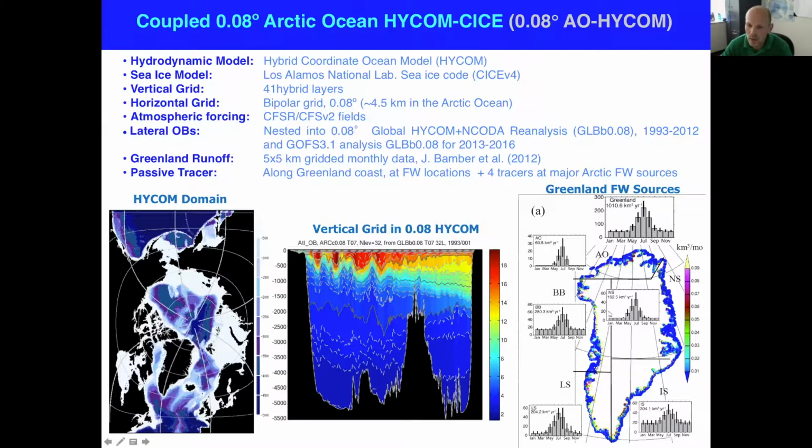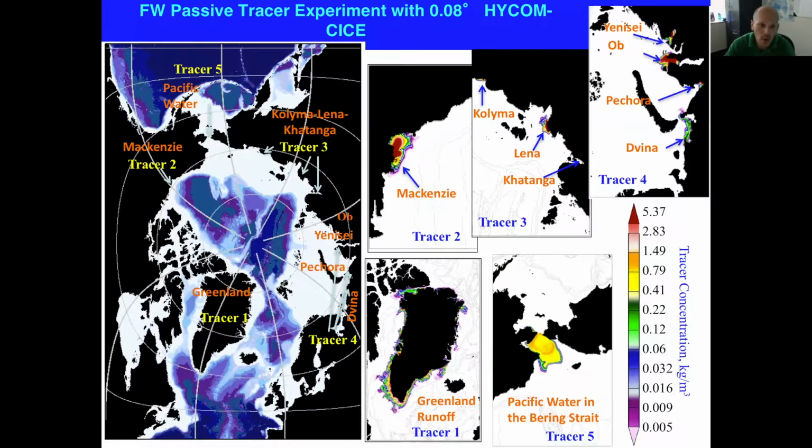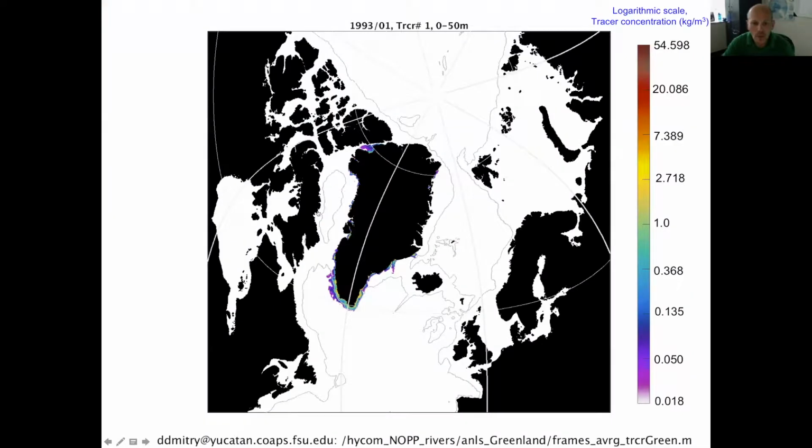And on the right, these are the Greenland freshwater sources. We are using very detailed information about freshwater sources along the Greenland coast provided by Jonathan Bamber. At every one of these points, I release passive tracers. Besides Greenland, I also release passive tracers at different locations around the Arctic Ocean coast: Mackenzie River, Pacific Water, west and east Eurasian rivers.